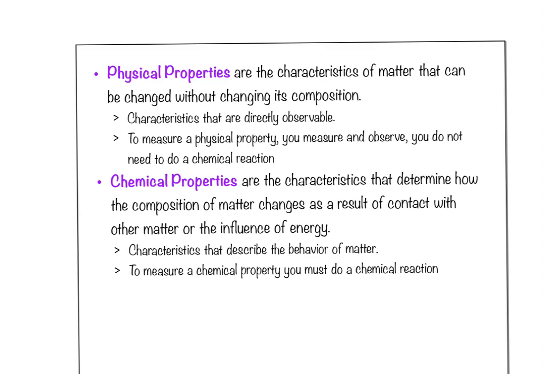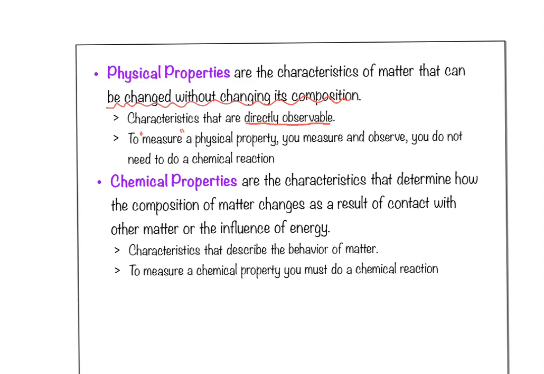Okay, so physical properties are the characteristics of matter, and these characteristics can be changed without changing its composition. I know that's kind of vague, but these are things we can directly observe. So when we went around and did observations in class of the different types of matter, anything you wrote down was probably a physical property. If I wanted to measure a physical property, I observe it, I can measure it, I can get the mass, I can get the volume, things like that. I don't need to do a chemical reaction to observe physical properties.